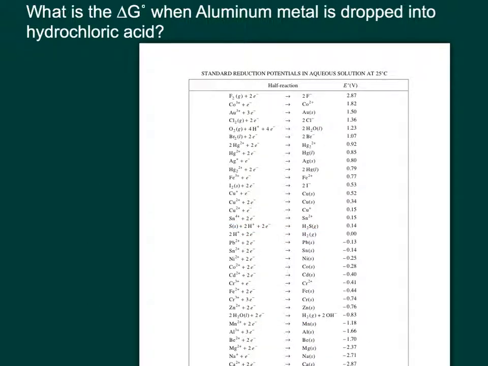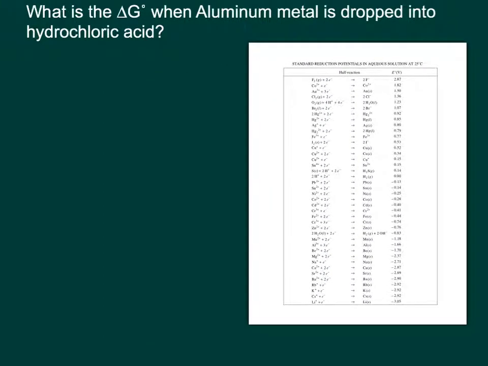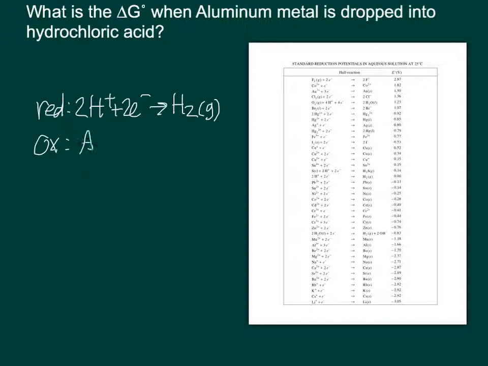If we wanted to write out what the reaction is, we can make some room here. The reduction reaction will be 2H plus plus 2 electrons going to H2 gas, and the oxidation reaction will be the aluminum solid, since we're going from right to left for this one, to Al3+ plus 3 electrons. Okay, so those are our two reactions.